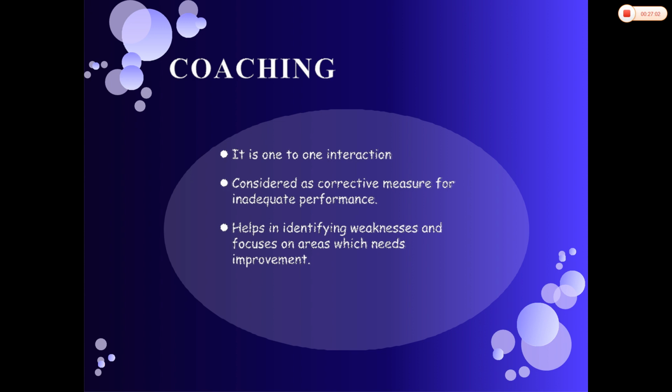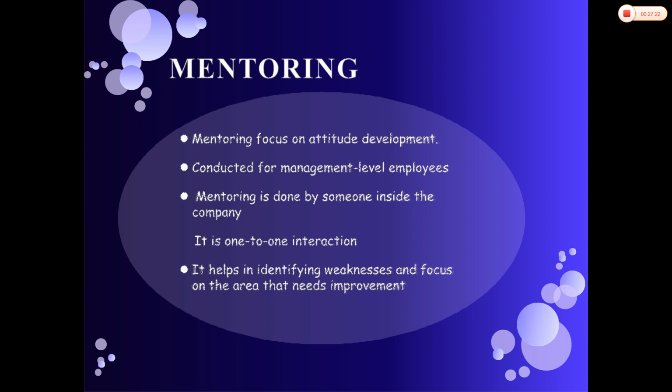You are playing a cricket shot. Your coach observes you to see what wrong things you are doing. Whenever you do something wrong, he immediately interferes and explains. It's like an unplanned one. It is a development provided by the supervisors to the employees.